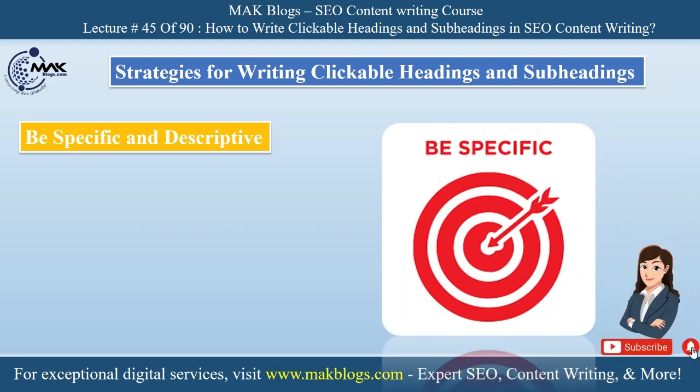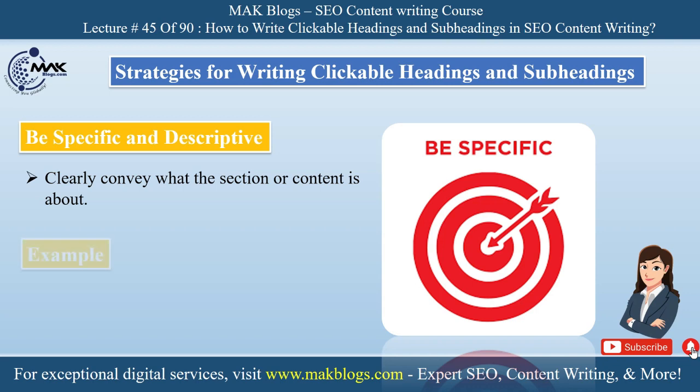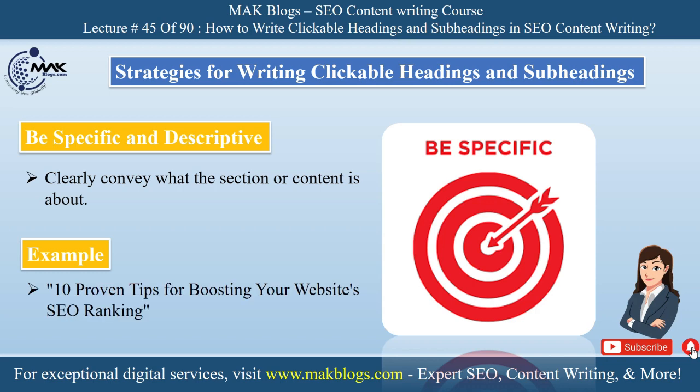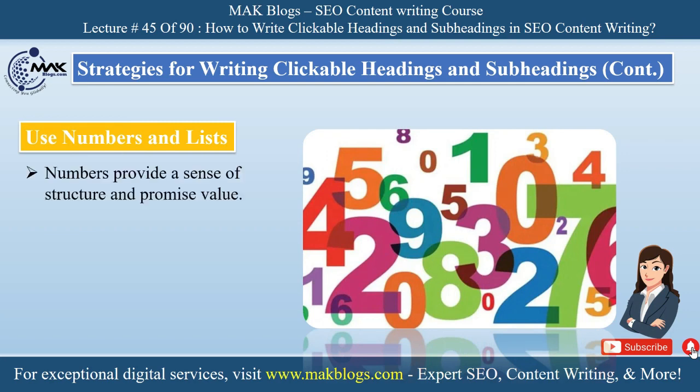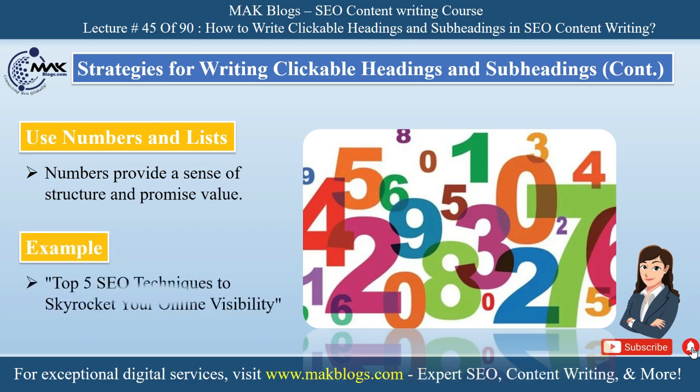First, we have be specific and descriptive. Clearly convey what the section or content is about. For example, 10 proven tips for boosting your website's SEO ranking. Got it? Next, we have use numbers and lists. Numbers provide a sense of structure and promise value. For example, top 5 SEO techniques to skyrocket your online visibility.